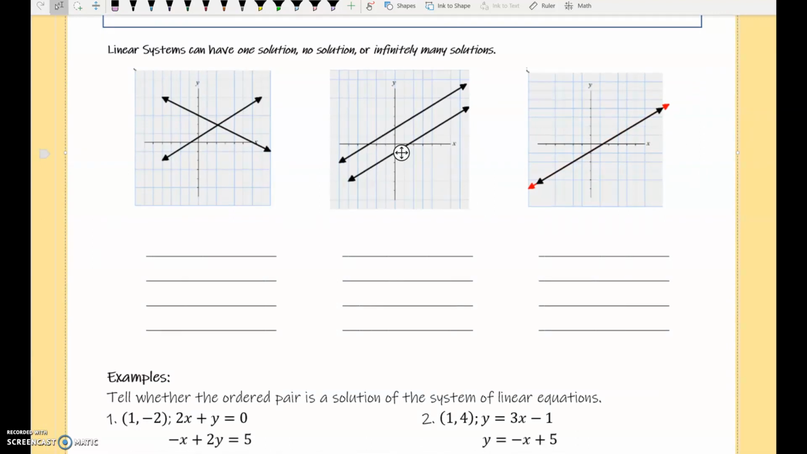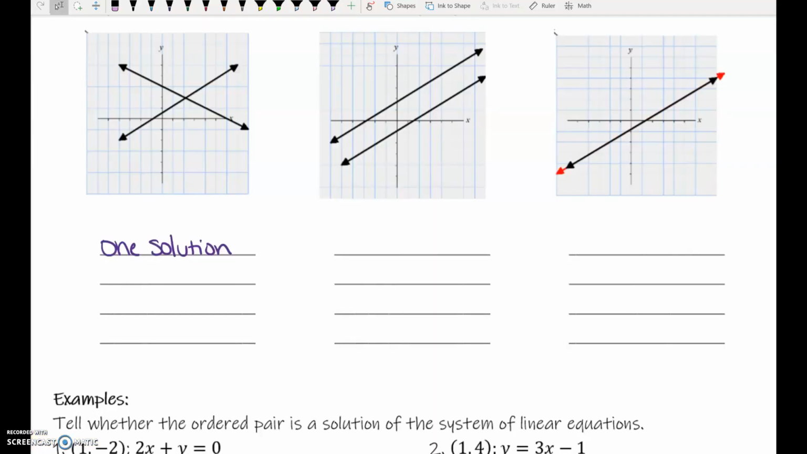So this example on the left is an example of a system that has 1 solution. This solution, according to this graph, is at the point 2, 2. So those 2 lines meet at the point 2, 2. This is called a consistent system. A system with solutions is a consistent system.